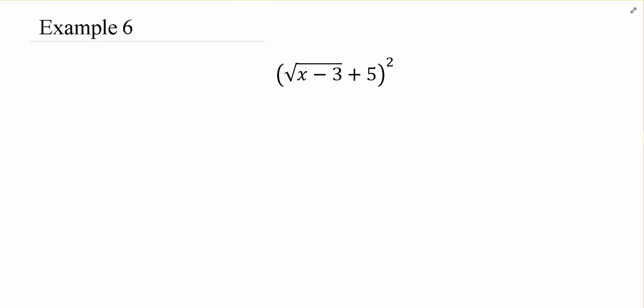So let's take a look at this example where we're squaring two terms. Now again, we could FOIL this out. We could rewrite this as the square root of x minus 3 plus 5 times the square root of x minus 3 plus 5, and then FOIL it out. And I will tell you that when I see students do that, I see a lot of errors popping up.